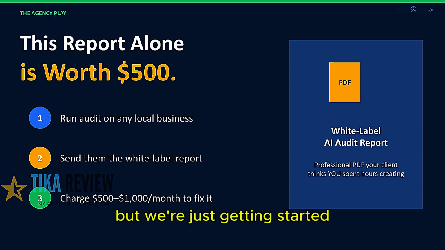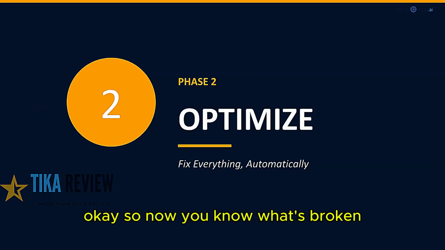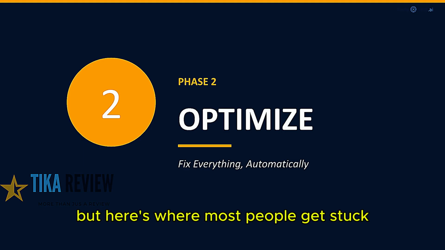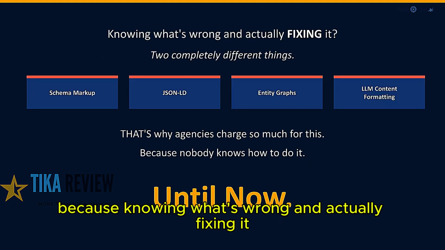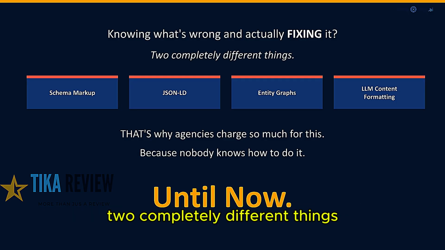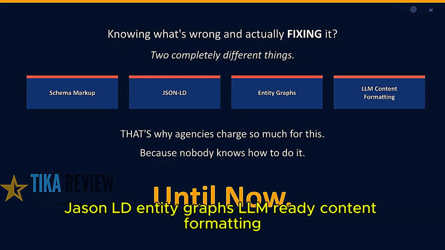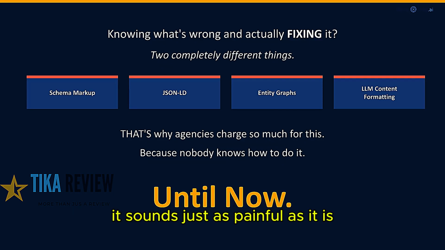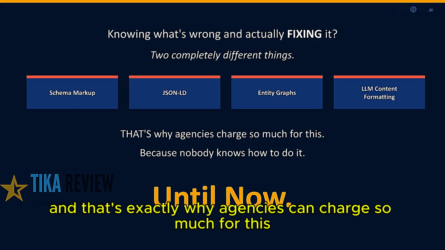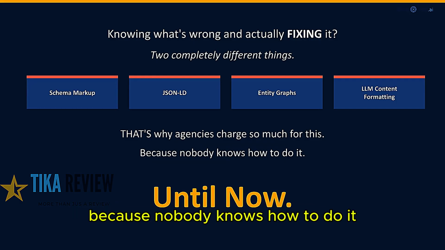But we're just getting started. Okay, so now you know what's broken. But here's where most people get stuck. Because knowing what's wrong and actually fixing it, 2 completely different things. If you tried to fix these manually, you'd need to understand structured schema markup, JSON LD, entity graphs, LLM-ready content formatting, and more. Yep, it sounds just as painful as it is. And that's exactly why agencies can charge so much for this, because nobody knows how to do it.